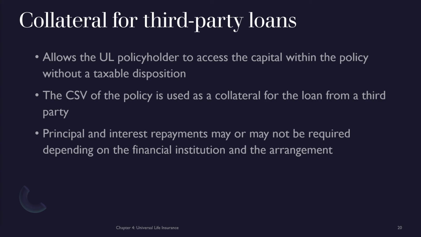Another option is collateral for a third-party loan, and this allows the UL policyholder to access the capital within the policy without a taxable disposition. The cash surrender value of the policy can be used as collateral for a loan from a third party. Principal and interest repayments may or may not be required depending on the financial institution and the arrangement, but the nice thing about this option is that since it is income from a loan, it's not actually taxable, which can be really helpful. Now, usually with collateral third-party loans, when the life insured does pass away, part of that death benefit does have to go to the third party to pay back the outstanding loan.